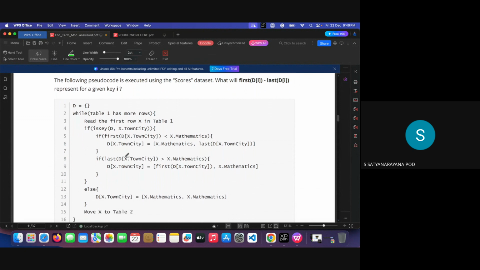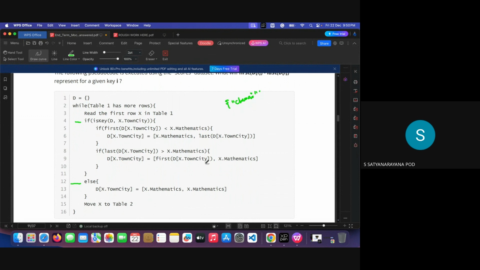Whenever the city is not available, we look at first of D dot town, the city. What exactly does it mean that the city is not available? Whenever the first city, Chennai, is found, this fourth line is not executed, this line is not executed, this is not executed, and it goes directly to the else part. So we created a Chennai entry, a new key is created. In this key they store x dot mathematics and x dot mathematics.